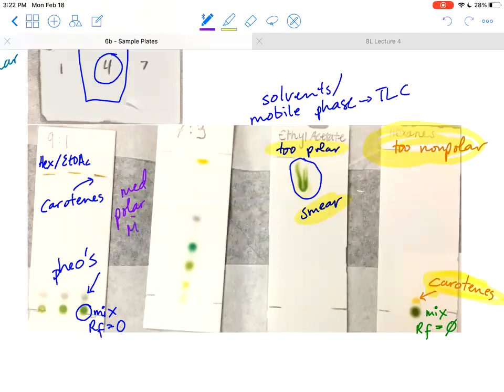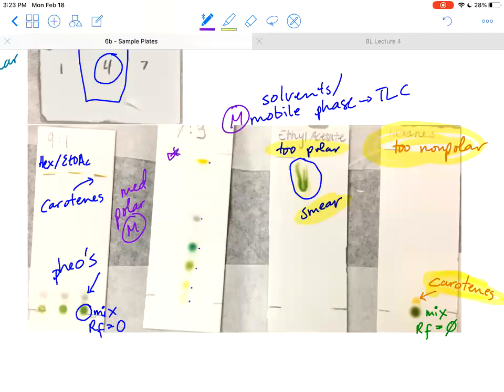And that works out for us, right? We definitely have better separation on both plates than on one solvent alone. So mixing them is a good thing. And in this particular example, we find that 7-to-3 is the best because it gives the 1, 2, 3, 4, 5, 6 different spots, whereas in the 9-to-1 mixture, we only see 3. But it really just depends on what you're going for.